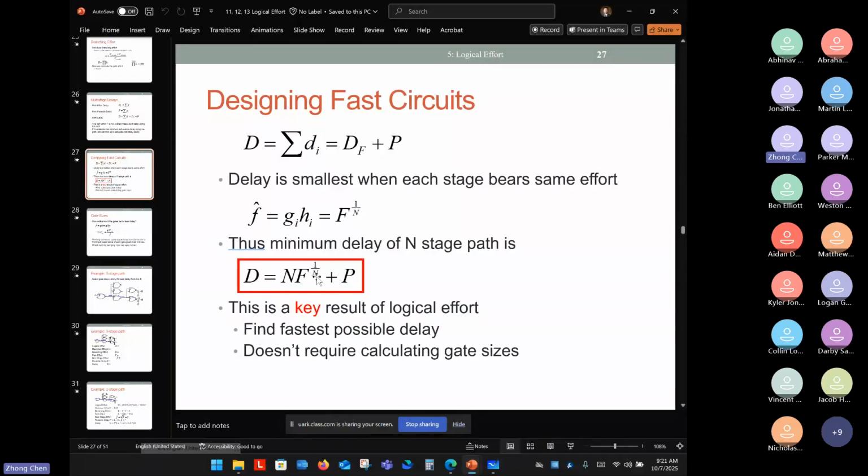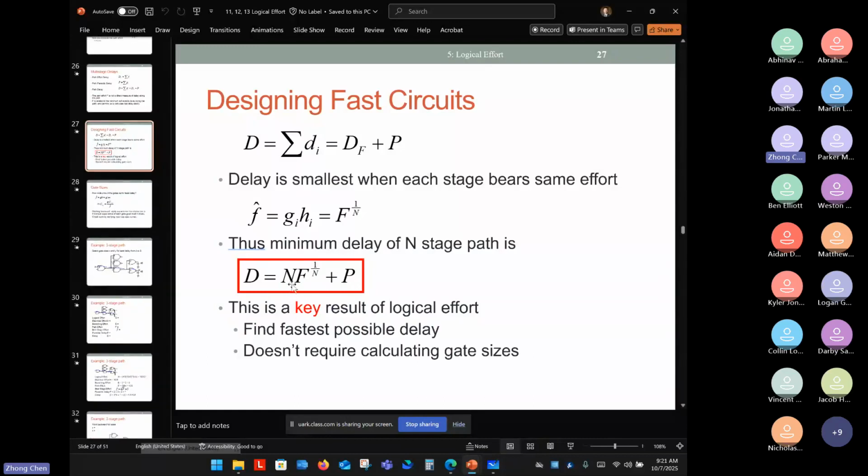For example, for the case we just discussed, we have a 2-stage, we have a 3-stage. We just need to make sure we make each of the stage efforts equal to each other, and then you just use this equation to calculate the total number of stage delay. So we can repeat that for the 2-stage, 3-stage, and the 4-stage, right?